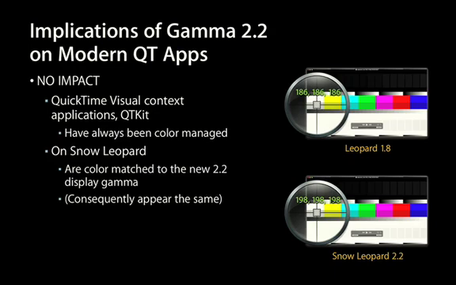So for instance, where previously on Leopard and the default Leopard 1.8 display profile, the 75% gray bar is represented with 186 values, now on Snow Leopard, it'll be represented with 198 levels. But the good news is those appear to be identical.